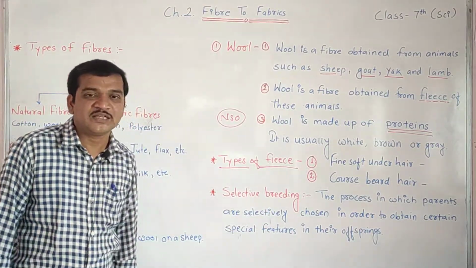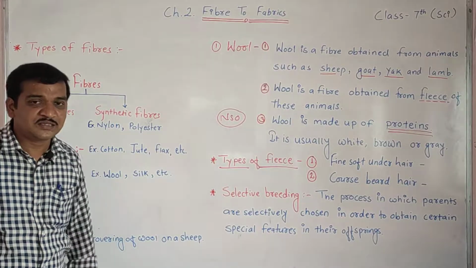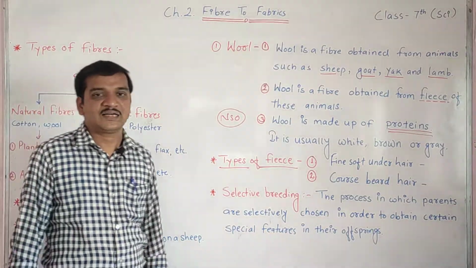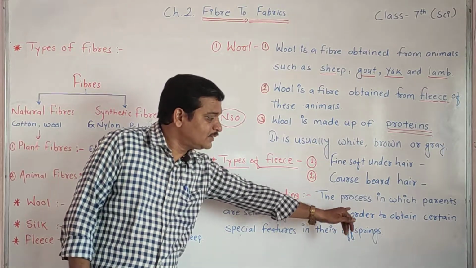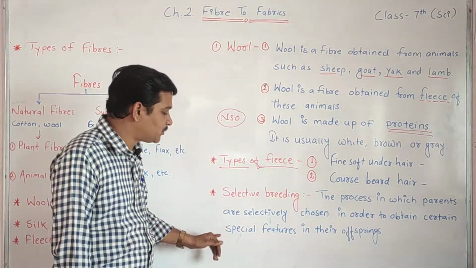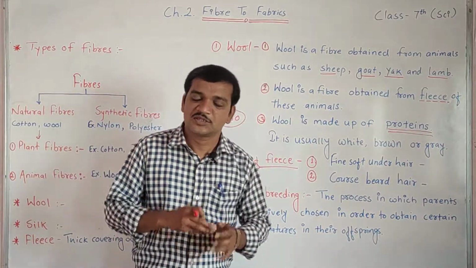So what is selective breeding? The process in which the parents are selectively chosen in order to obtain offspring with the same features.